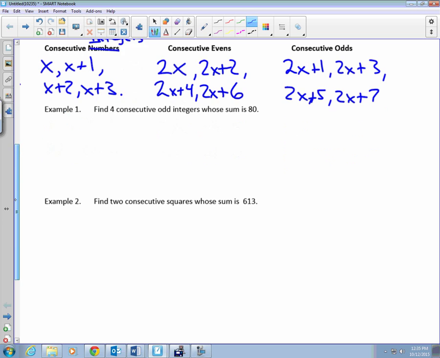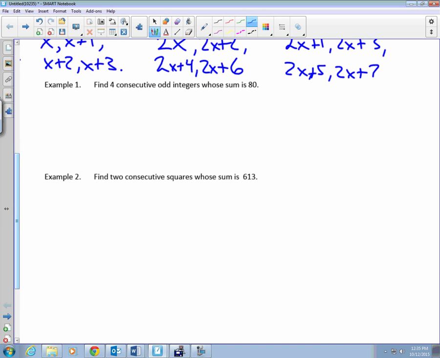Let's apply it and do some word problems. Find 4 consecutive odd integers whose sum is 80. Now, some of you guys are thinking about this right now. You're like, well, 80 divided by 4, we're at 20. So like 19 and 21 and 17 and 23. Yep, those are the 4.